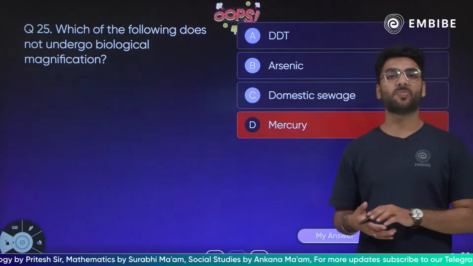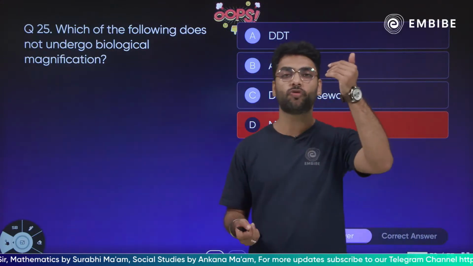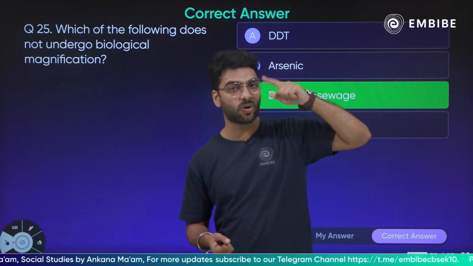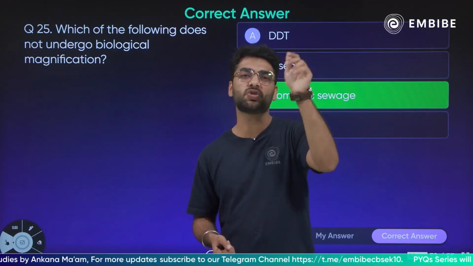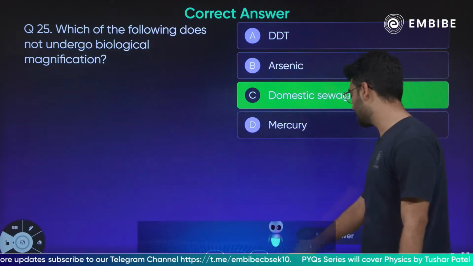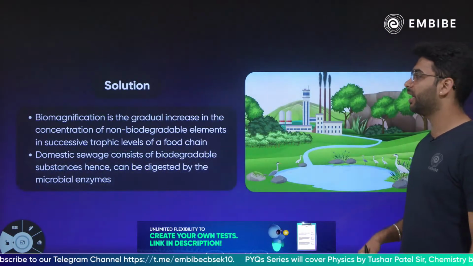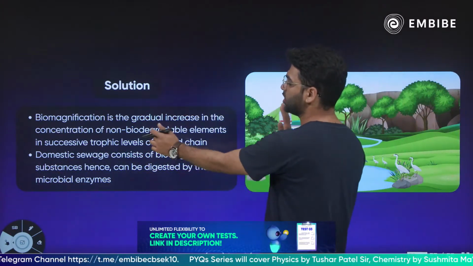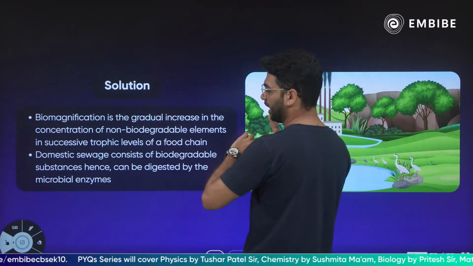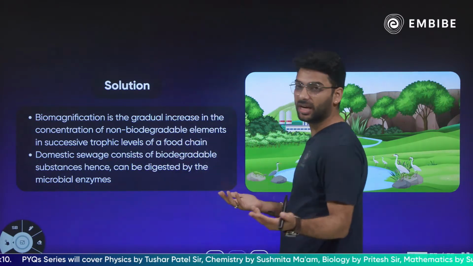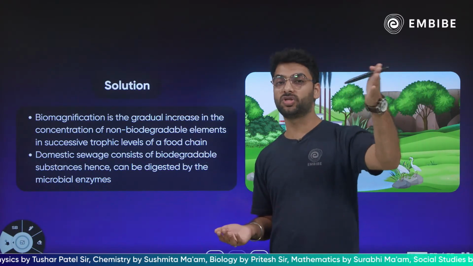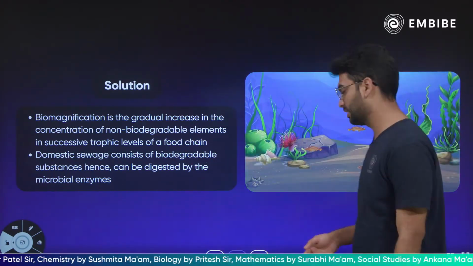Domestic sewage, guys. Biological magnification means that which enters the food chain and magnifies 10 times at every trophic level. But how will domestic sewage enter the food chain, right? So it is domestic sewage. Domestic sewage is biodegradable. Biomagnification is the gradual increase in the concentration of non-biodegradable elements in the trophic levels. Domestic sewage is biodegradable. It will not enter the food chain. Yes, Rupanjana, correct.